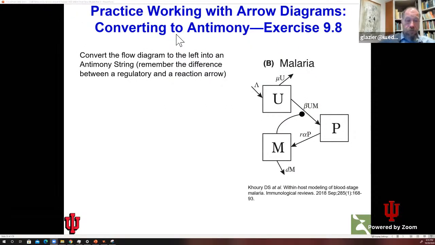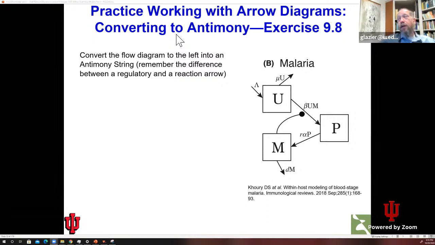So, courtesy of Josh, we have another exercise. This one is going to be purely an antimony writing exercise, although you should be prepared that this antimony writing exercise in class will turn into a homework problem. We're not trying to waste your time on it.